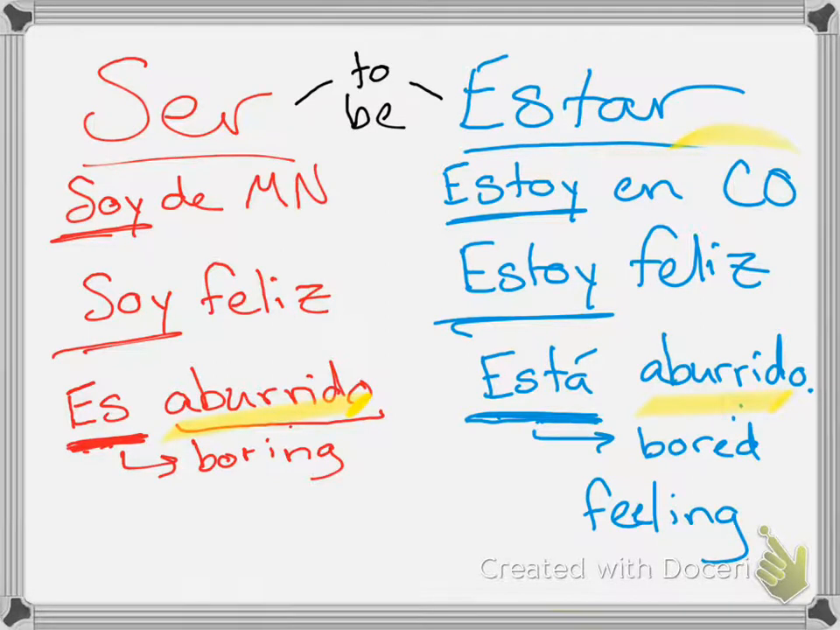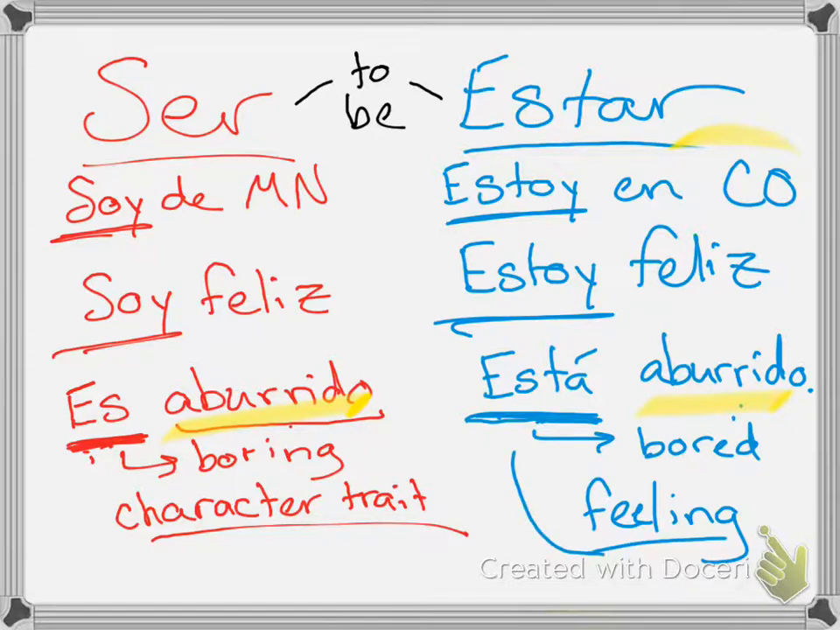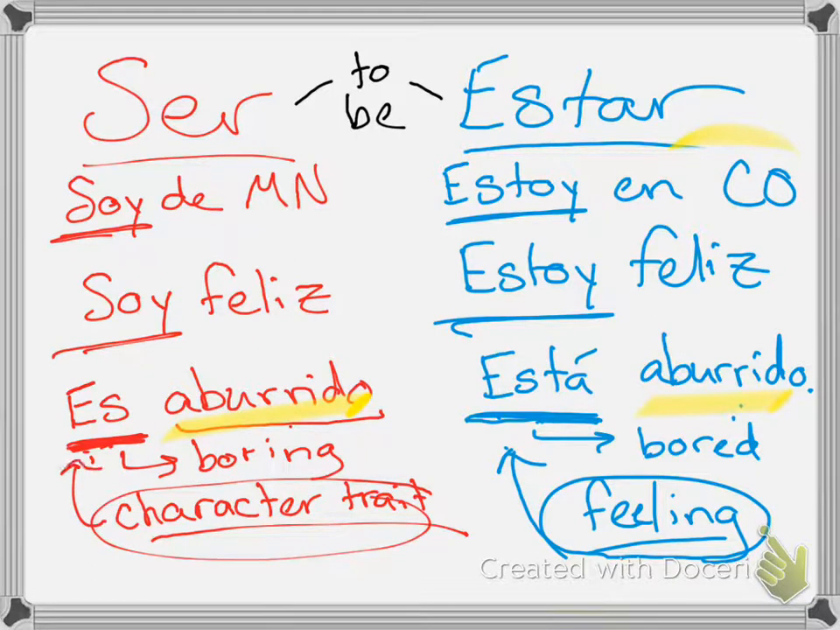And then with es, it would be a characteristic or a character trait. Right? So if you were to say, es divertida, right? She is fun. No, nunca estoy aburrida porque ella es divertida, right? So a character trait we're going to use with es. A feeling we're going to use with está, right? Está is a feeling, and then es is a character trait, okay? Take a look at the practices. That might help you learn how to talk about the differences between these.